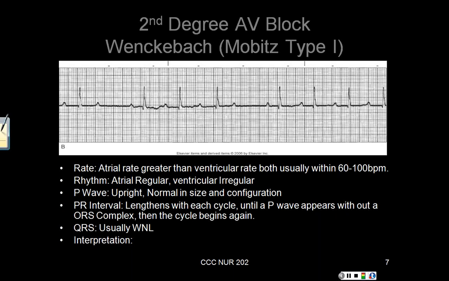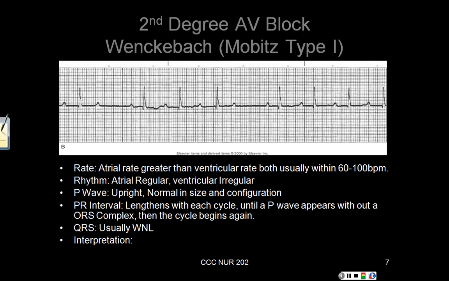So what are the hallmarks that describe a second degree AV block Wenckebach block Mobitz type 1 rhythm? Well, as with all rhythm strips, let's go back and look at our rhythm strip just as we always do. Let's look at the rate. Typically our atrial rate is greater than the ventricular rate, but both rates are usually within 60 to 100 beats per minute. The atrial rhythm is regular. The ventricular rhythm happens to be irregular in this case, though. The P wave is upright, normal in size and configuration.